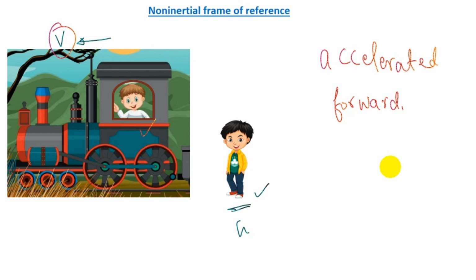Thus, an accelerating train is not an inertial frame of reference, and we call it a non-inertial frame of reference. Further, Earth is considered to be an inertial frame of reference, since the acceleration of the Earth's surface is negligible. So this is all in this video. Next, we'll start with the second law of motion in the next video.